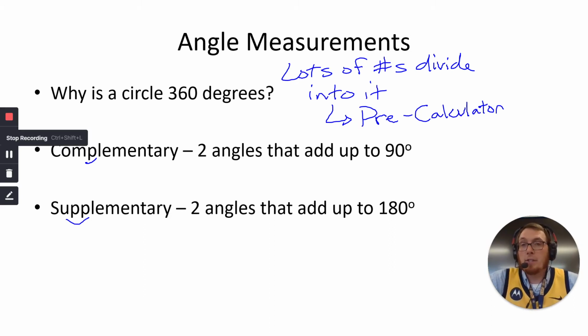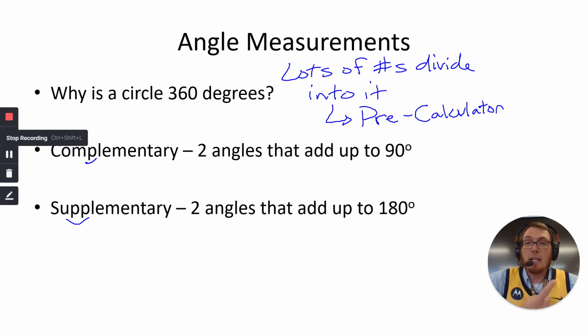A circle is 360 degrees. There's not necessarily a rhyme or reason for that. The best guess is because before calculators, you would have to divide by a lot of numbers, and 360 has a lot of factors. So that's just some info about why a circle is 360 degrees.